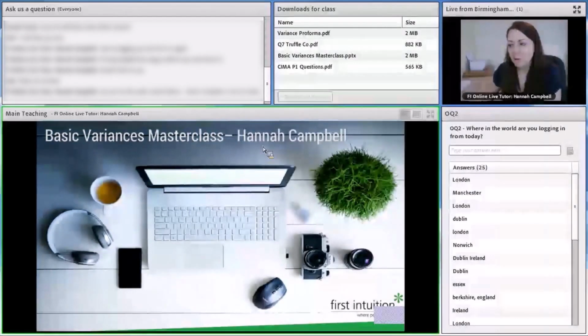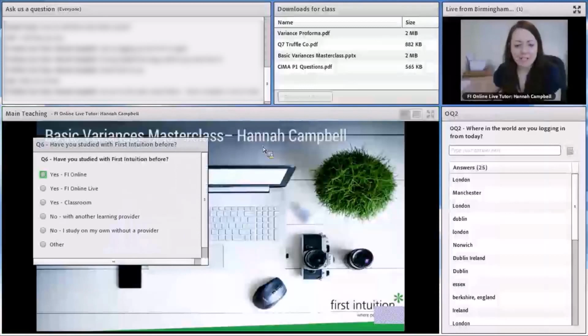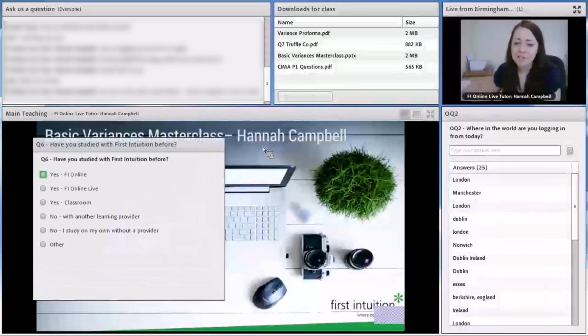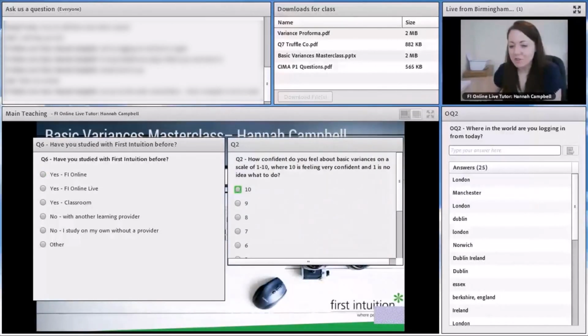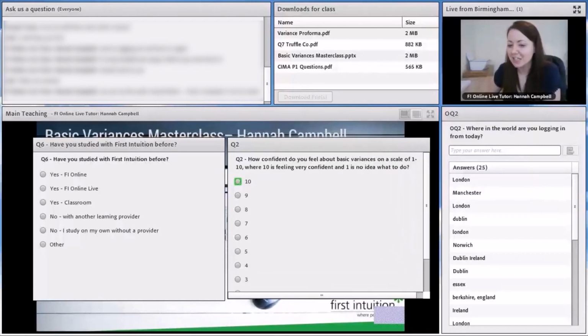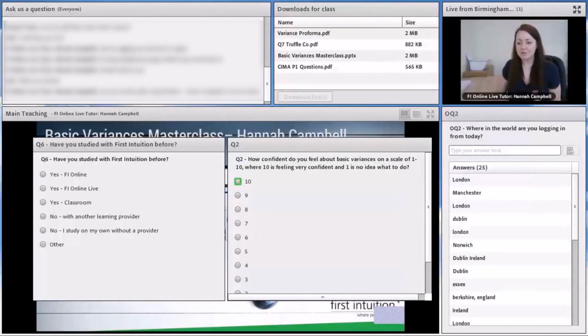So another quick question for you before we get started. Have you studied with First Intuition before? Okay, so do you know about First Intuition? And also my starting question, which I'm going to ask you exactly the same question at the end of the session, is how would you rate yourself in confidence on basic variances?